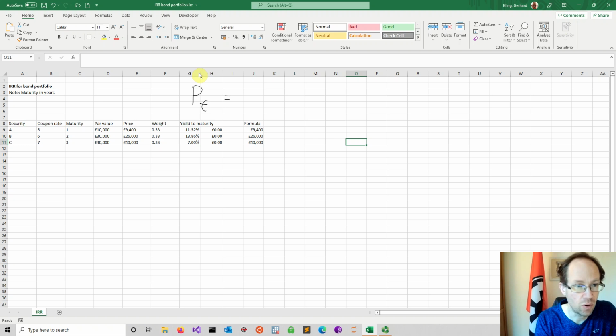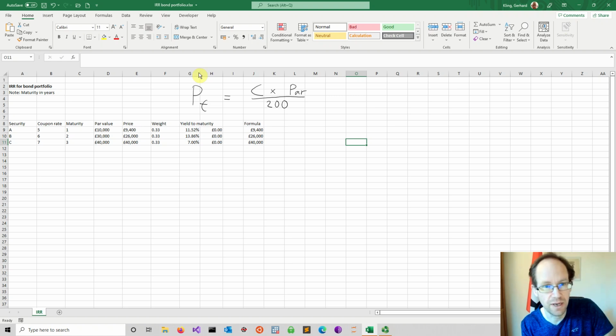Now, as I mentioned before, the coupon rate would be, of course, a percentage relative to par value. So what we do is we take our coupon rate, C in this case, we multiply this with our par value. I just call this par. And then we have to divide this by 200, because the coupon rate is in percentage, so we divide by 100 and we have semi-annual payments. So this would be the value of a payment. And then of course we have to do some discounting with it. So these are the payments we get.